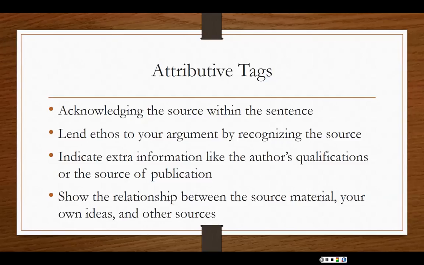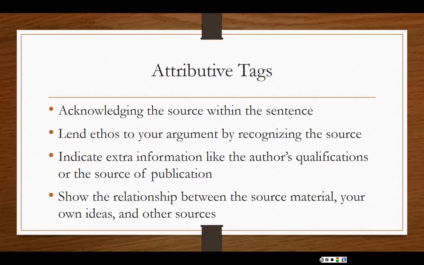So your parenthetical citation will contain the author's last name and page number. That doesn't really tell us much. So if you want us to know that this person is, say, a respected professor at MIT, then you can put that in an attributive tag. So you could say, Jim Johnson, a respected professor at MIT, argues, instead of just giving us, oh, this is Johnson. And that doesn't tell us that much.